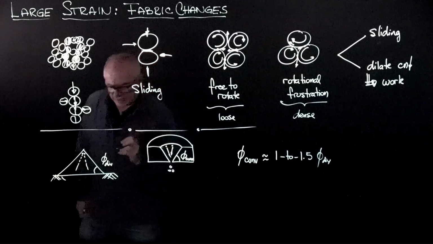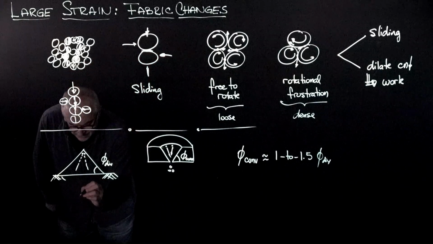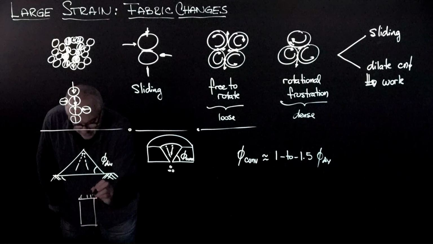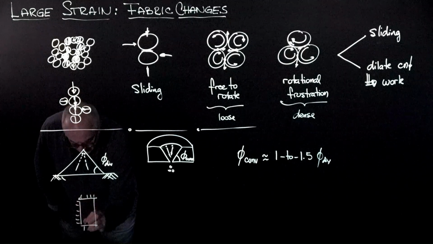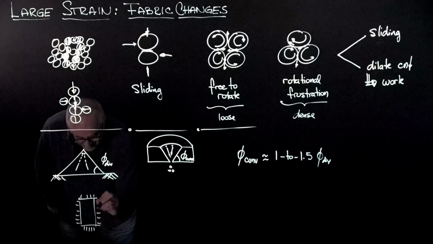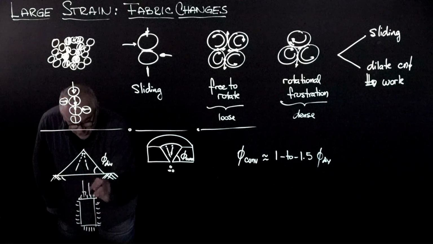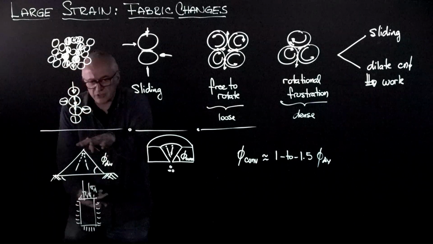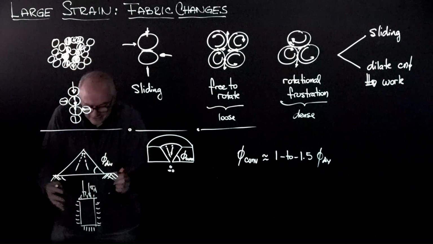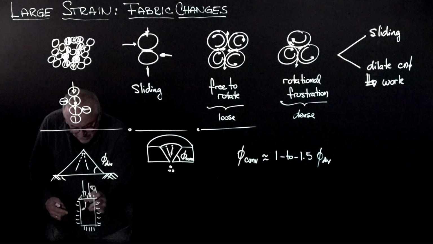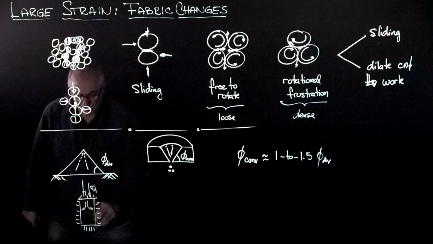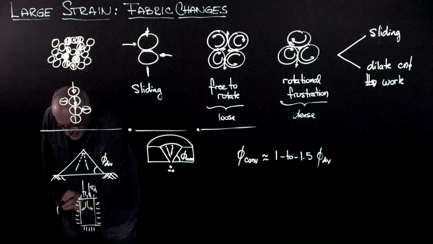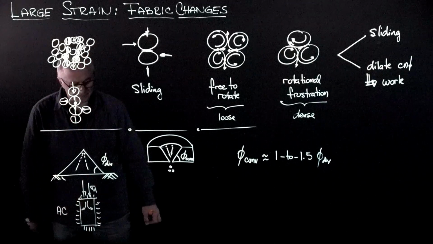Interestingly enough, I can also do a triaxial test in which I confine the specimen, and then I apply axial compression, so deviatoric loading in the vertical direction, and this is going to get shorter and fatter. That means that there will be divergent flow of grains. So this is a typical axial compression test.